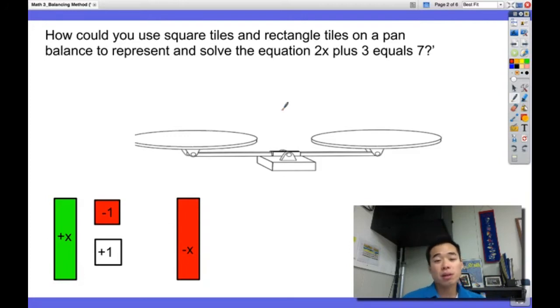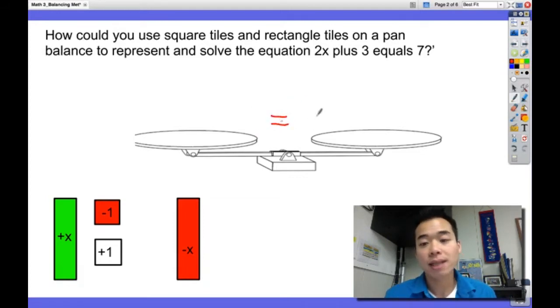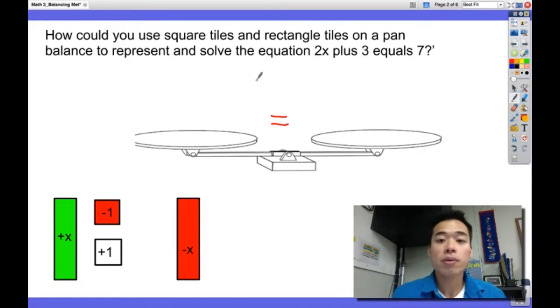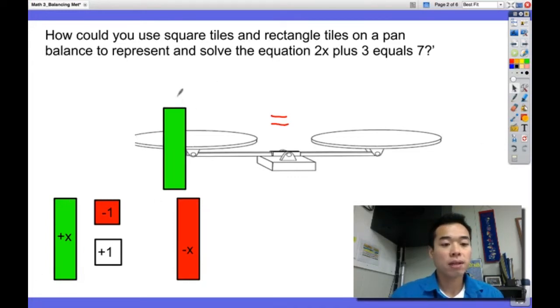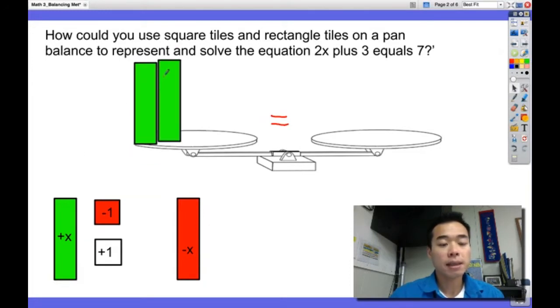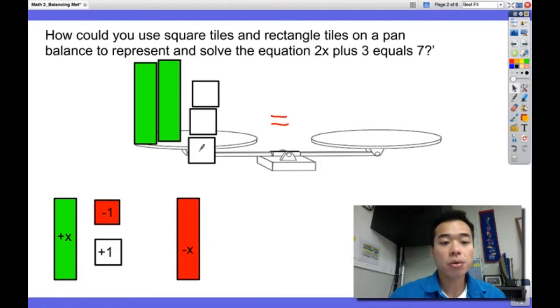Remember the solving equation is really about balancing, making sure that the left side and the right side is always balanced. Or in math, balance is represented by the equal sign. So right here, this says, how would you use these tiles to represent 2x plus 3 is equal to 7? So let's do this real quick. 2x. So I have 1x, 2x. That means I have two groups of x plus 3. 1, 2, 3.